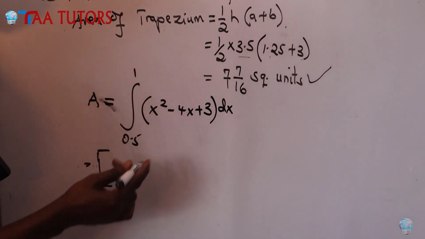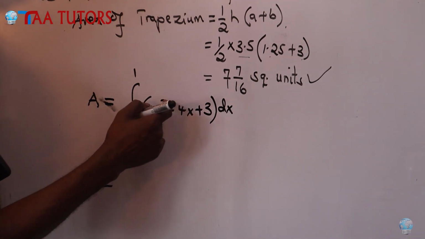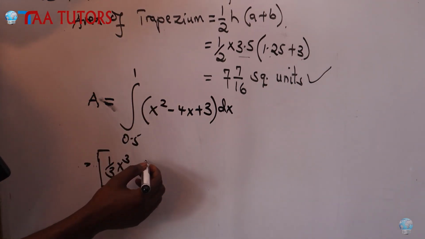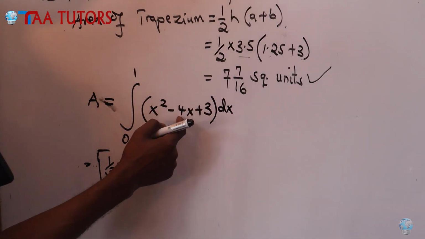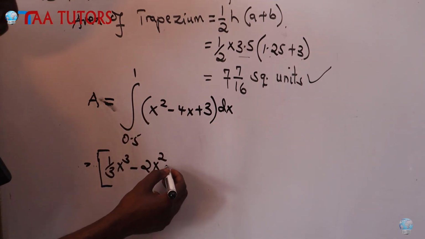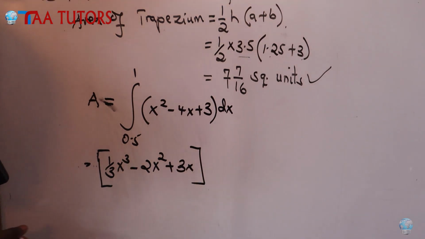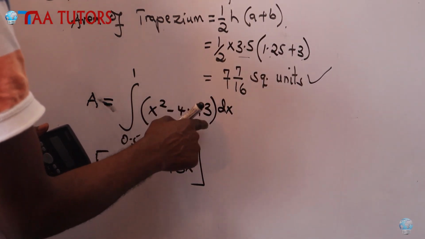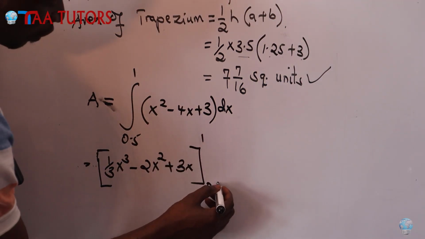When you integrate this one, it will be a third x cubed, because it is 2 plus 1, then over 2 plus 1, minus 2x squared, because it is 1 plus 1 here, then over 1 plus 1, which is 2, so 4 over 2 is 2, then x squared, then plus 3x. 3x because 3 is the same as x power 0, 0 plus 1, it's just 3 over 1, just 3x, then the limits are 1, 0.5.